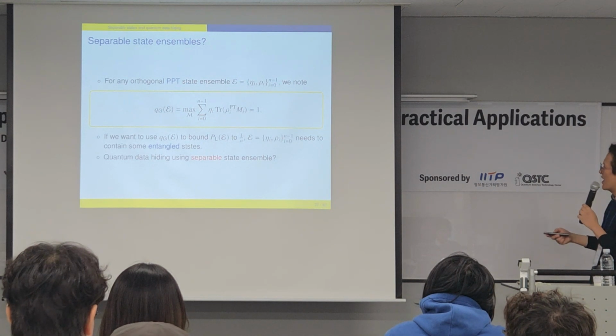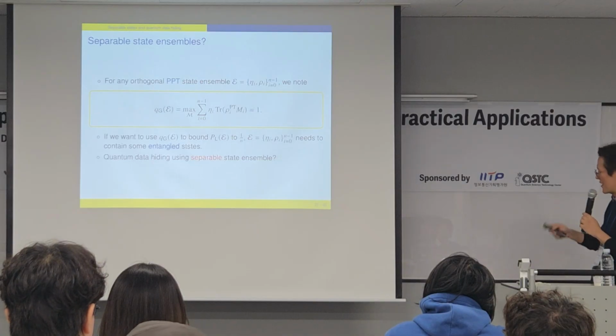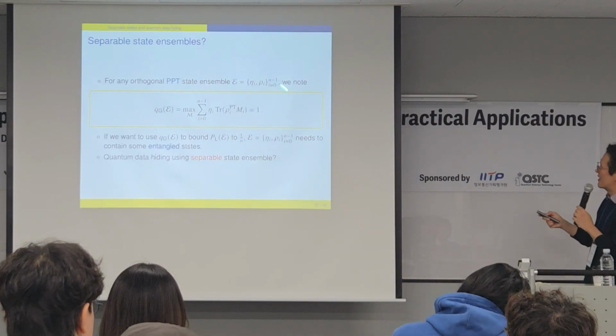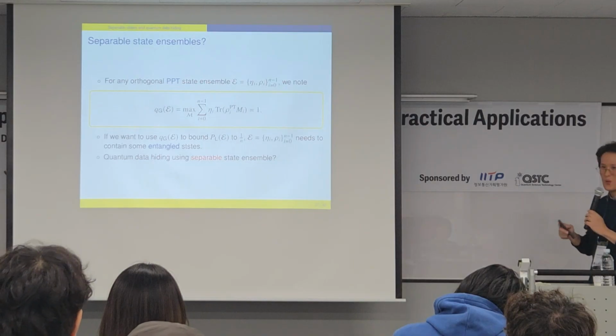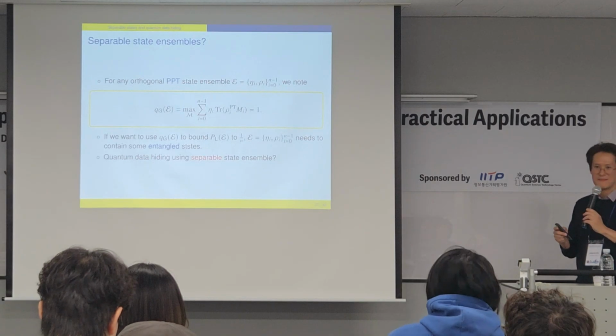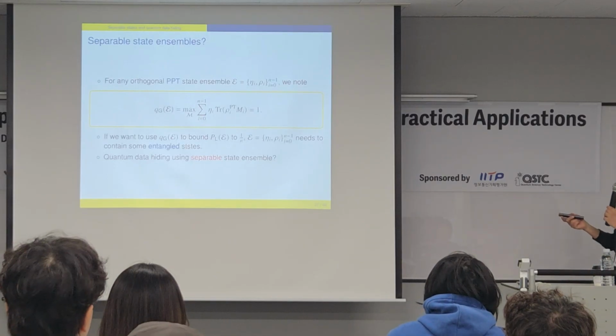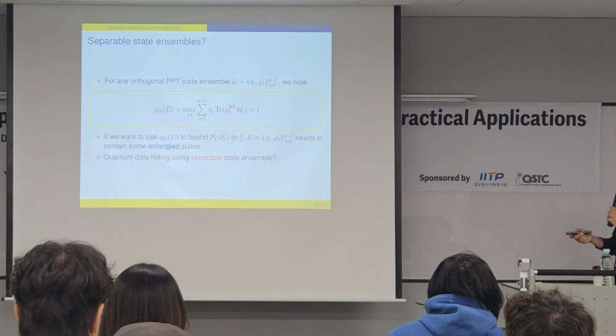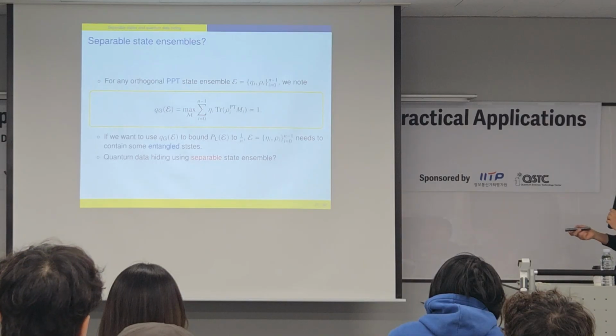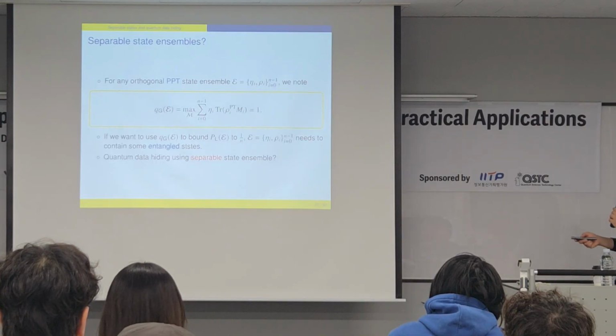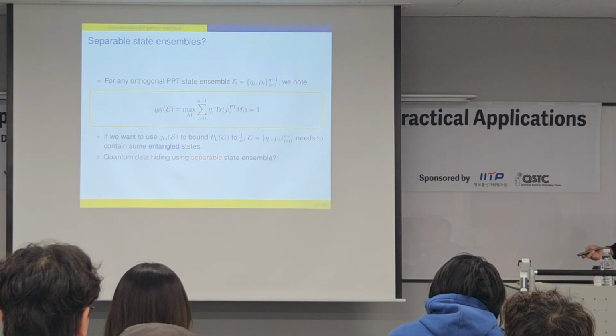So in other words, to use this upper bound to randomize PL, this ensemble must contain at least one entangled state. So maybe we can think like this: whether or not this entanglement is necessary for quantum data hiding, or is there any separable state ensemble to construct a quantum data hiding scheme?